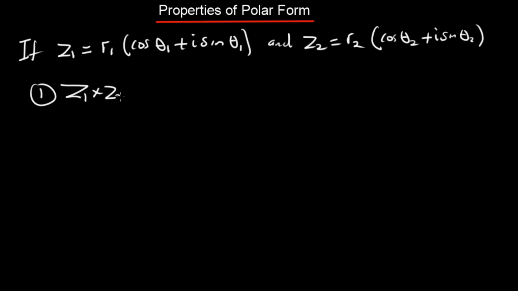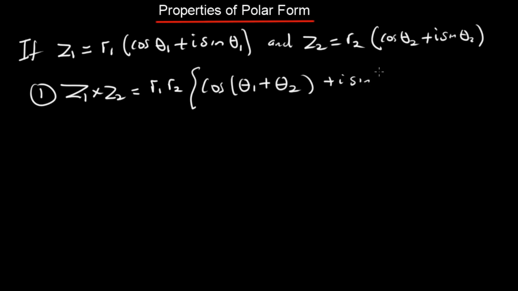z1 multiplied by z2 is going to be equal to r1 r2, this is r1 times r2, cos theta 1 plus theta 2 plus i sine theta 1 plus theta 2. When I was introducing this tutorial in the last tutorial, I talked about how polar form of complex numbers helps us in multiplying them. If you can get the modulus and also the argument, you can easily multiply them by just multiplying the moduli and adding the arguments.